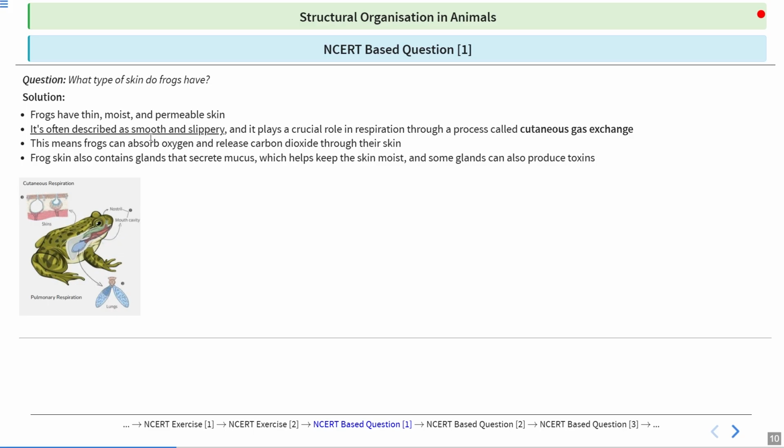And one more thing, the skin is smooth and slippery, so they can escape from their enemies, right? So the skin is helping in two ways, cutaneous respiration and escaping from their enemies, right? Because it is always smooth and slippery, because it is wet. They make their skin always wet by secretion of mucus substances, but when it is in water, there is no need for secretion of mucus at that time, right?